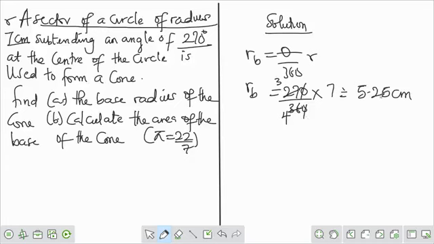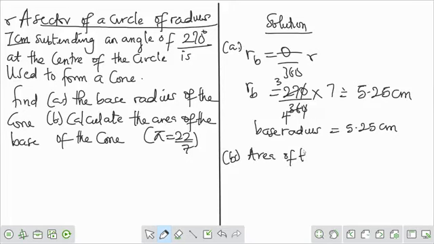Now, we have gotten our base radius to be what? 5.25 centimeters. So that's just it. That's our A. Now our B. They now say we should find the area of the base of the cone.